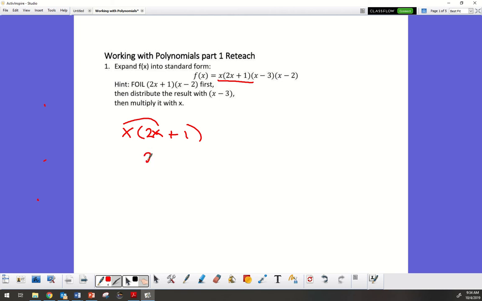So I'm distributing. So that's going to give me 2x squared plus x. So this is my new value. So now I'm going to bring down the next one. So what's the next one I'm bringing down? X minus 3. Thank you, thank you.